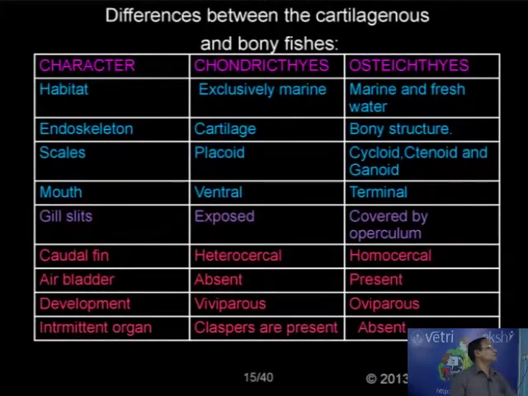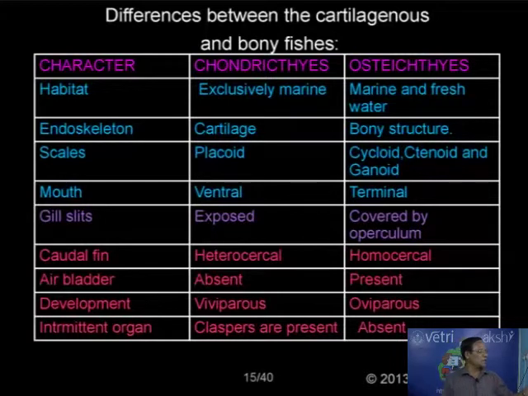Now here is a comparison, because we are going to talk about the bony fishes next. Before that, we have to go through the comparison between the cartilaginous fishes and the bony fishes. If we take the habitat, as I mentioned already, the bony fishes are both marine and freshwater, whereas the chondrichthyes, the cartilaginous fishes, are found only in marine water, exclusively marine. Then the nature of the endoskeleton: as the name implies, it is cartilage in one, and in the other it is a bony structure, completely ossified. Now the types of scales: only one type in cartilaginous fishes, while bony fishes have different types of scales, either cycloid, ctenoid or ganoid, three types of scales.